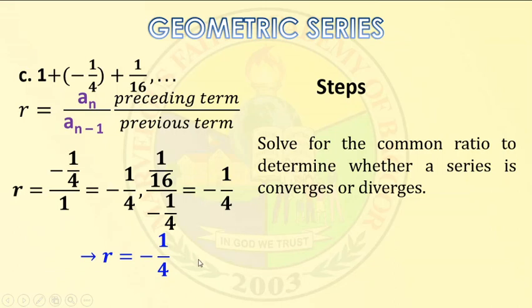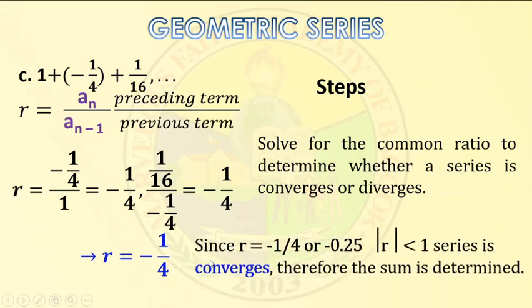Since the value of the common ratio is negative 1/4 or equivalent to negative 0.25, therefore, our series converges kasi yung negative 0.25 or negative 1/4 ay hindi siya mas mababa sa negative 1. Okay? Kumbaga, mas mataas siya sa negative 1. Okay? Kapag negative 1.25 or negative 1 1/4, so yun ay diverges. Pero kapag negative 0.25, negative 1/4, so yan ay converges kasi mas mataas sa value ng negative 1.